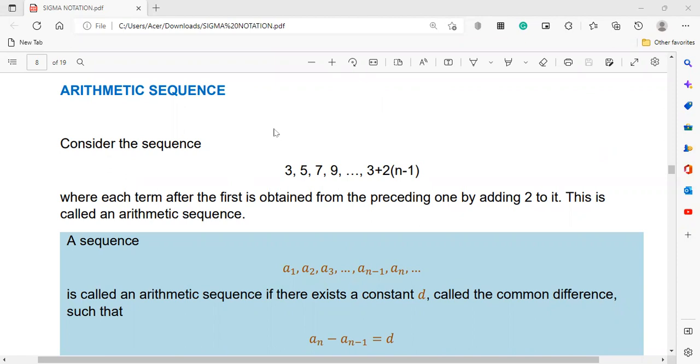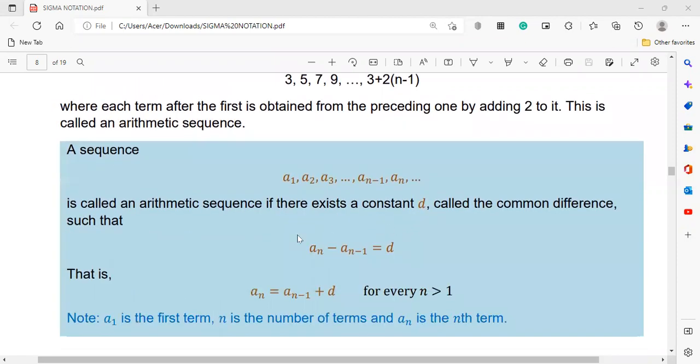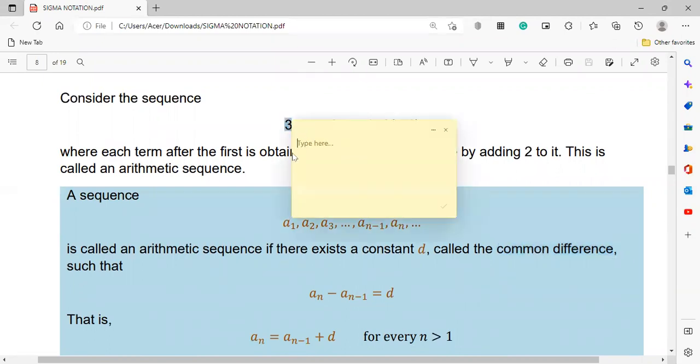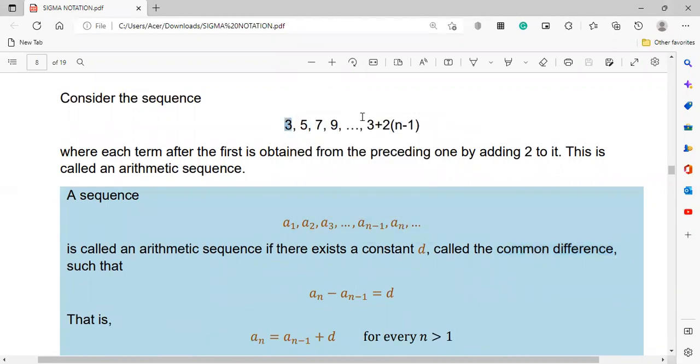So when we say arithmetic sequence, the first thing you need to find here is the common difference. Okay, so just like here in 3, 5, 7, 9, you notice that the common difference is 2. When 2 is added to 3 it gives you 5, and when 2 is added to 5 it gives you 7, and so on.